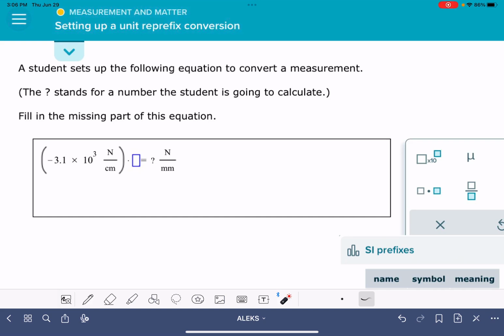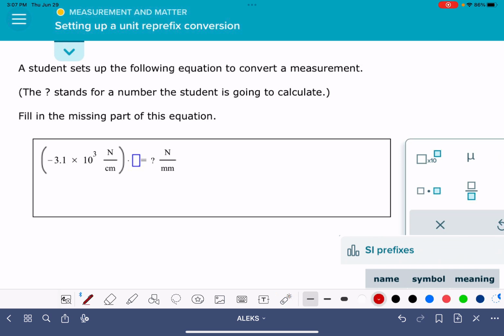In this video, I'll show you how to solve the ALEKS problem called setting up a unit reprefix conversion. This problem is going to give us a number with units, and it wants us to identify the conversion factors. There's going to be two of them, the conversion factors necessary to change into these new desired units.